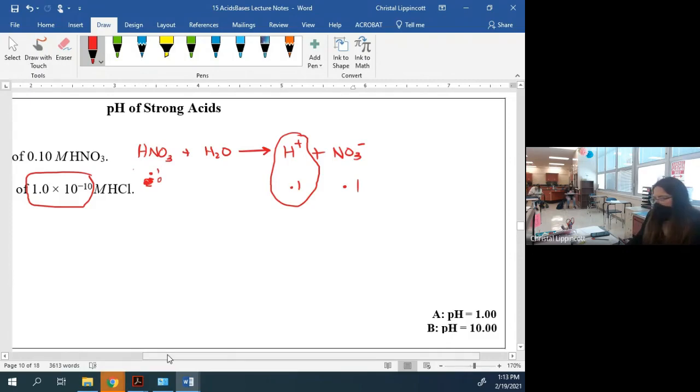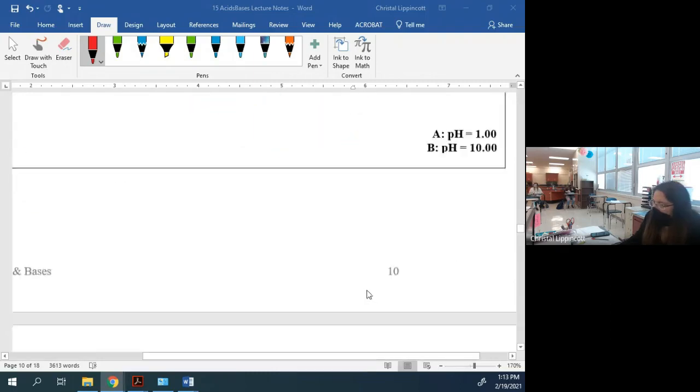So our pH there would end up being... Okay. All right. So our pH value would end up being 10 for that one. Are you able to get that in your calculator? All right.